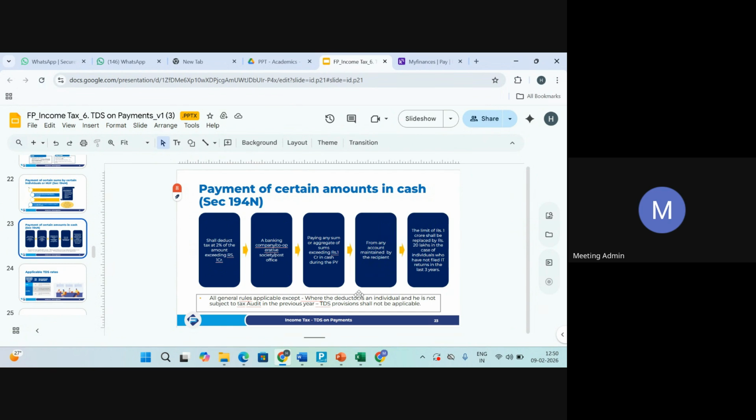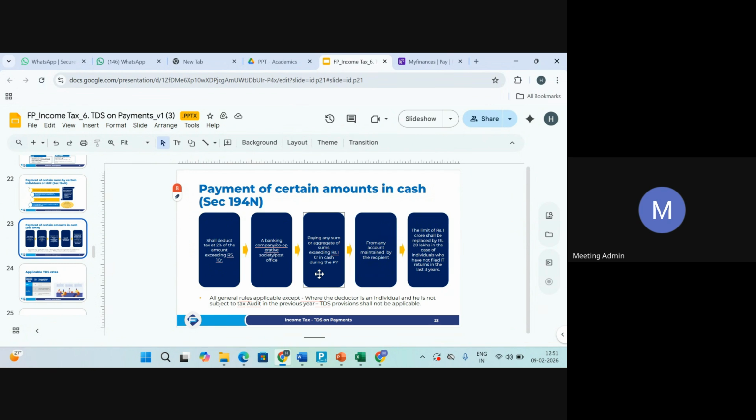And paying any sum, or aggregate of sums, that exceeds rupees 1 crore in cash during the previous year. If you have got a true 1 crore cash in the previous year, based on that these are the criteria and you'll be going to pay. And from any account maintained by the recipient. If the recipient is maintaining any accounts of yours, the cash transactions, everything, and it exceeds 1 crore, then based on that you are going to pay the 2 percentage TDS amount to the government.